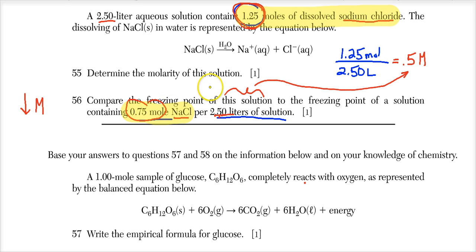So compared to the freezing point of this solution that has more sodium chloride, what kind of freezing point would a solution that has less sodium chloride have? We've just established that this one clearly has a lower molarity than what we just calculated. But now they're asking about colligative properties. And we should recognize the fact that if you have more solute particles dissolved, and I'll write them as these blue dots, the harder it is for water to freeze.